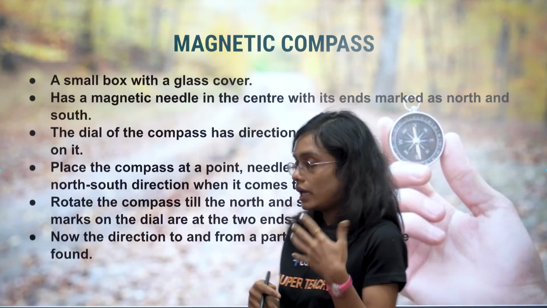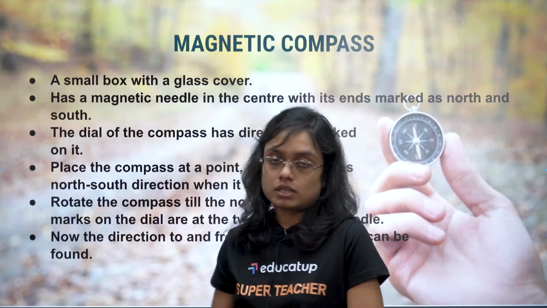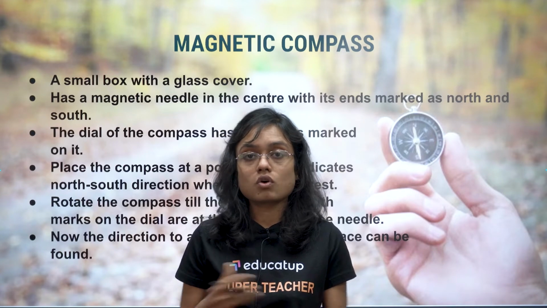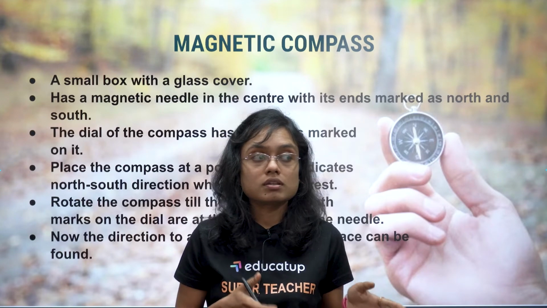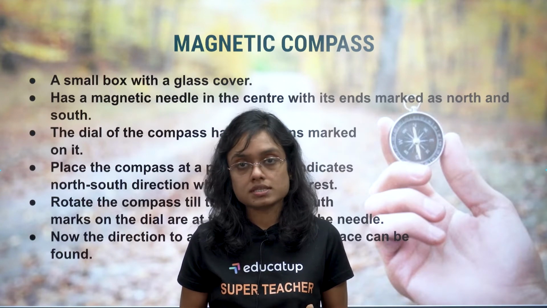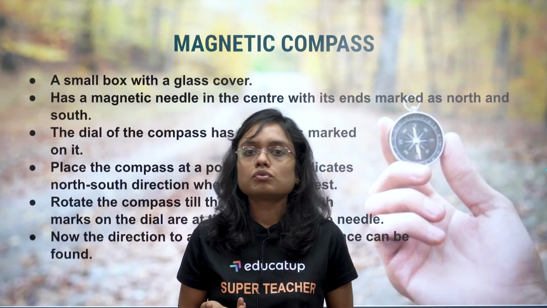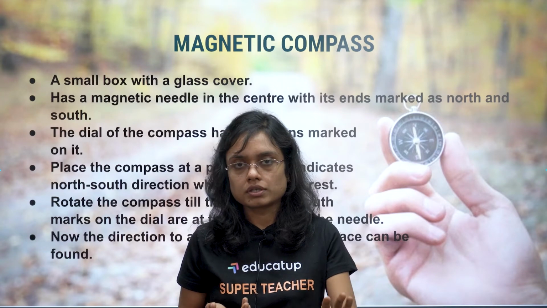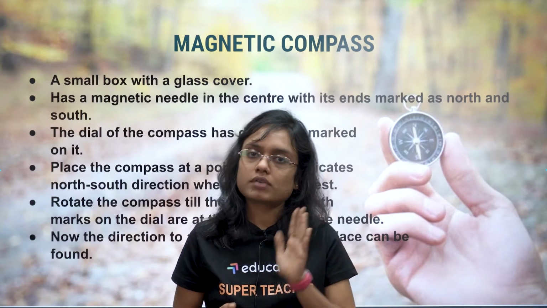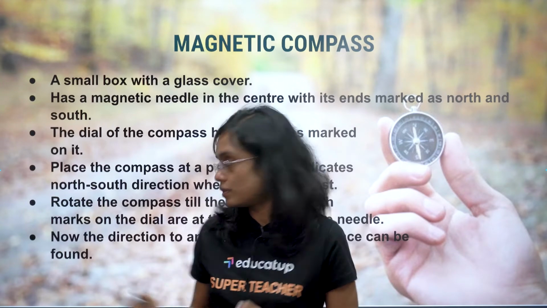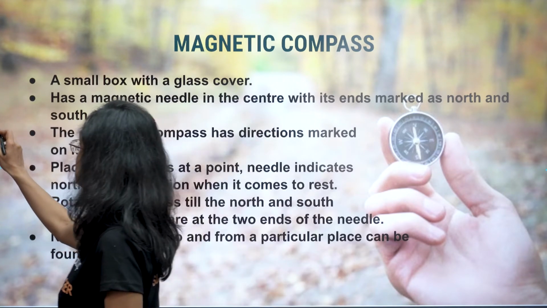Now, if you have to find the direction, suppose I am standing here and I need to find the direction north, south, which direction is north and which direction is south. So for that, a magnetic compass is used. What you have to do, you have to just put it on the floor and wait for the needle to come to rest. Let the needle come to rest. See, I'll explain you.